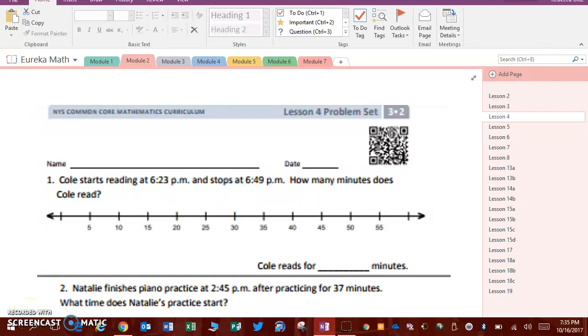Hi friends, today we're on lesson 4 and we are going to be solving word problems with time within the hour. We're going to have to count backward and forward on the number line to do that. So let's jump into it.